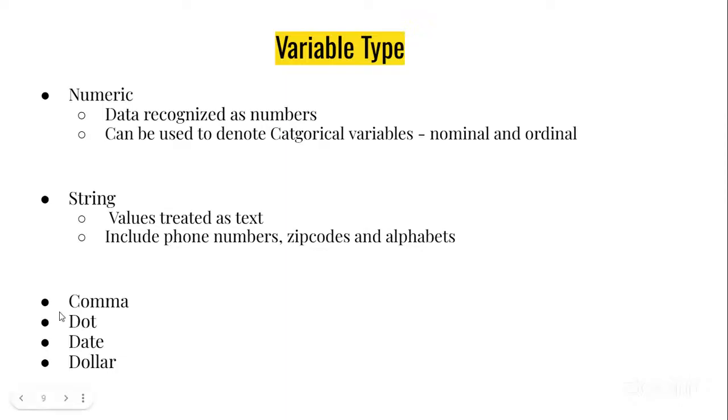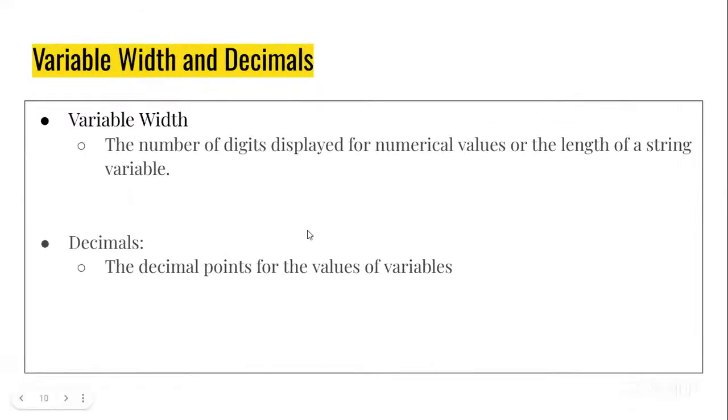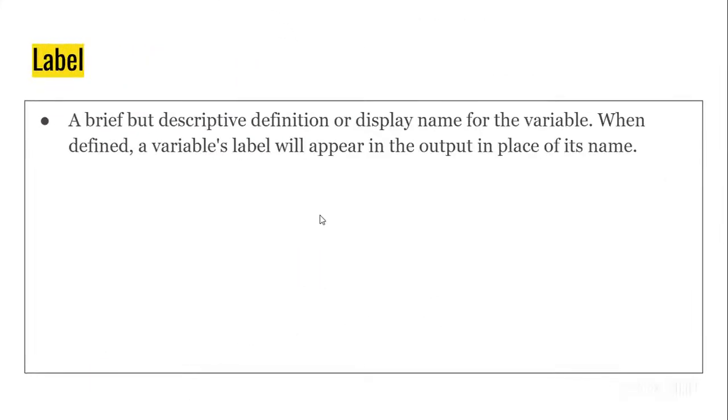Then if the variable has a comma, it can go into the comma type, the dot type. If your variable consists of dates, the date variable type would be chosen. And then dollar, if you've got a variable that has dollar as a currency. We have already discussed the variable width and decimals. We have discussed the label. The important point is that whenever you see the output, it is going to have the label and not the name that you had put.